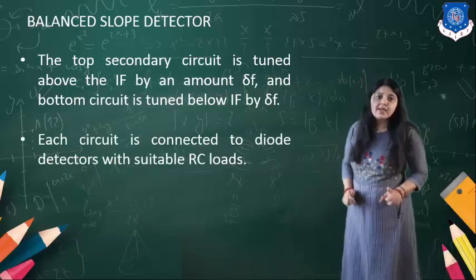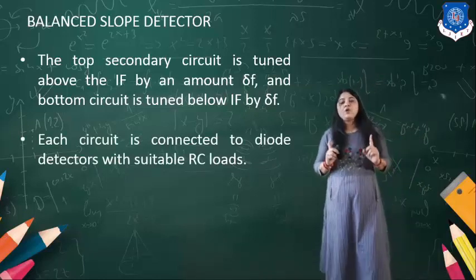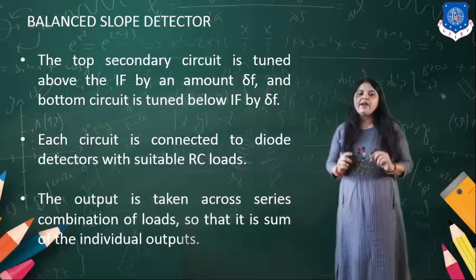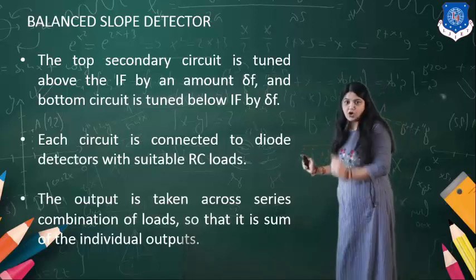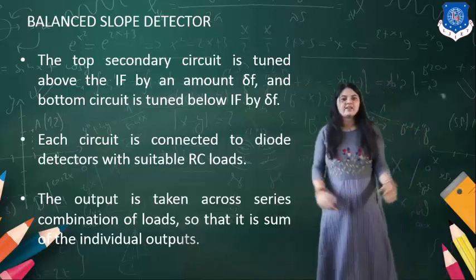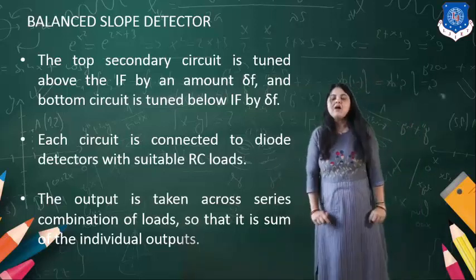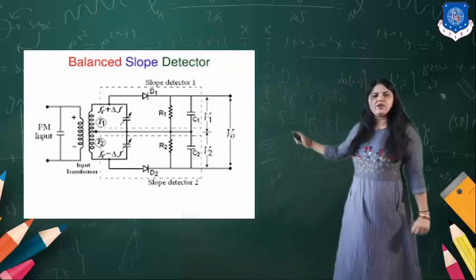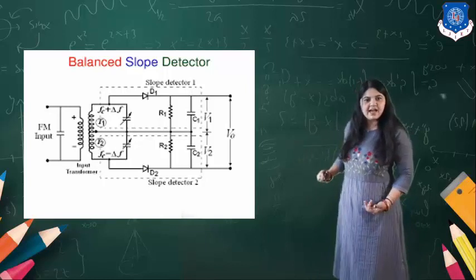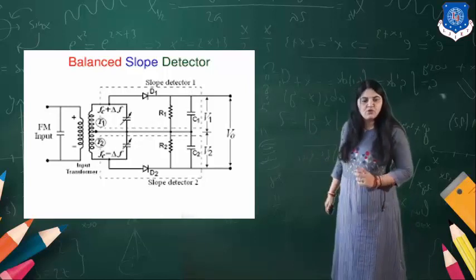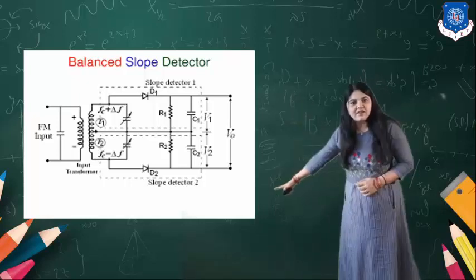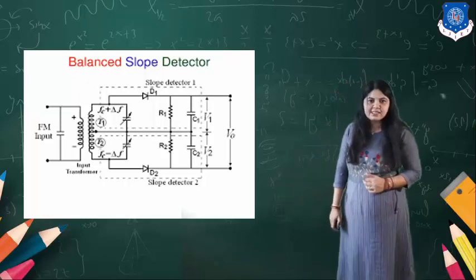Each circuit is connected to a diode detector with a suitable RC load, and the output is taken across the series combination of the loads so that it is the sum of the individual outputs. Here you can see the diagram of the balanced slope detector. You can see what is connected onto the secondary winding. We have one slope detector, and on the bottom side there is another slope detector.